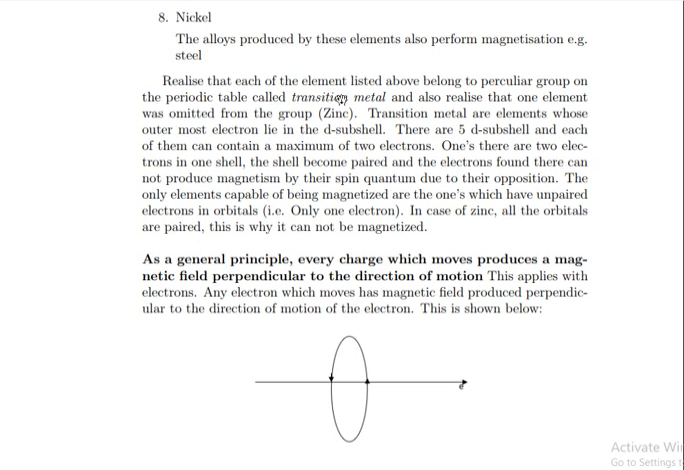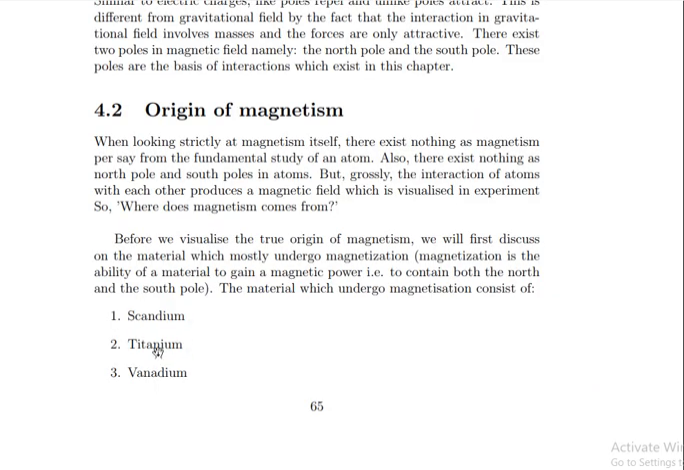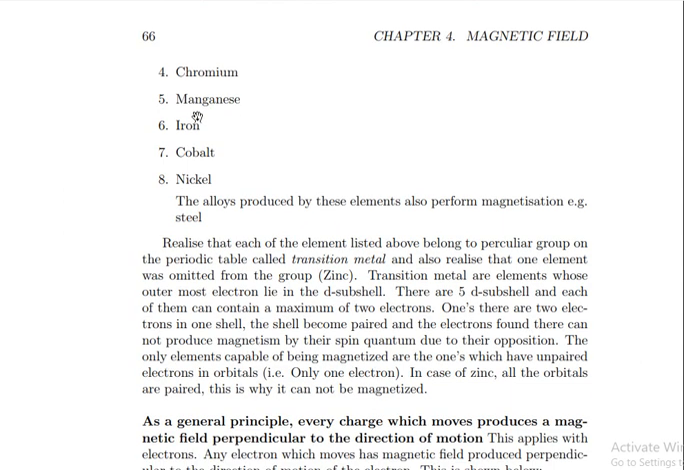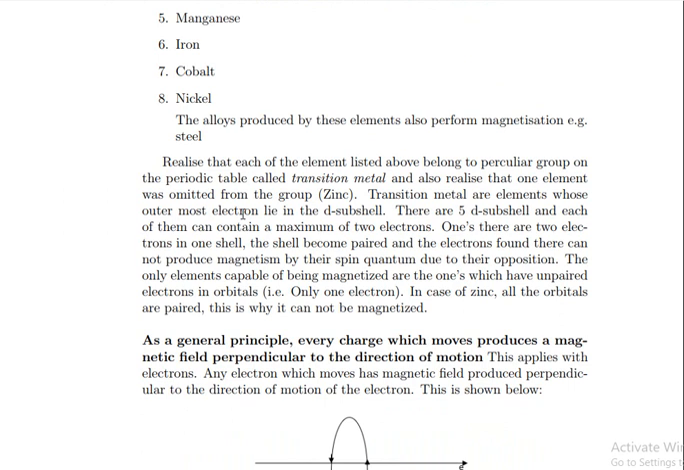This is why zinc does not have a magnetic field produced, while all the others which have a lone electron in one of the orbitals, scandium, titanium, vanadium, chromium, manganese, iron, cobalt, nickel, and copper, can all be magnetized, though their magnetic strength can change depending on whether they have more unpaired electrons.